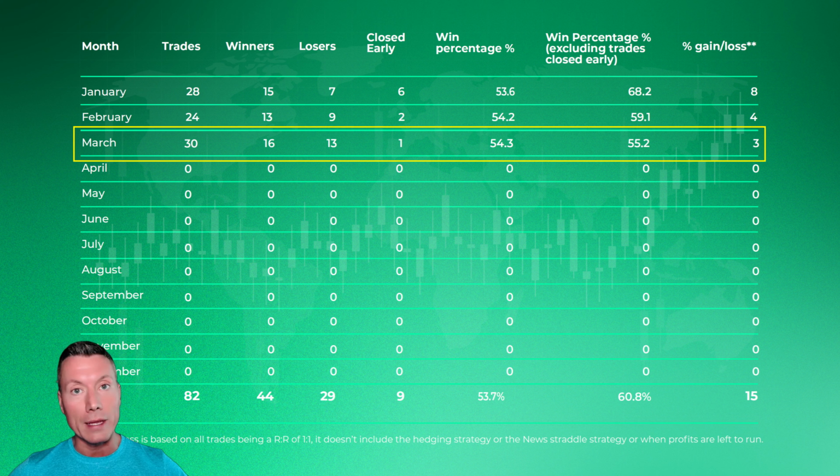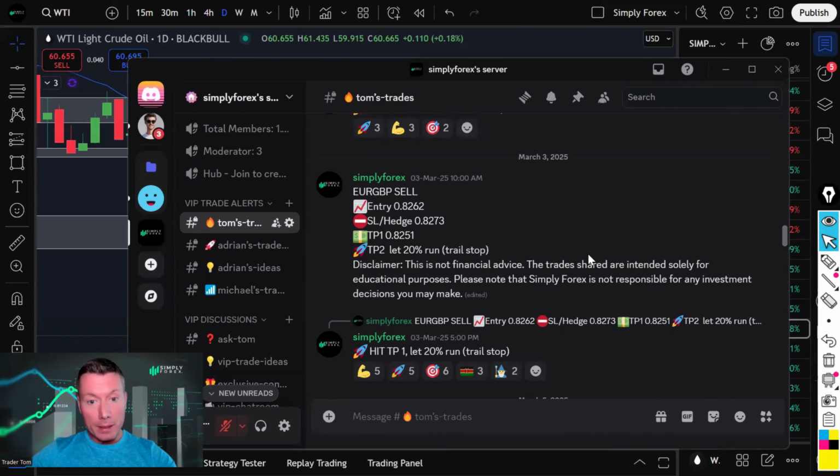Now, this all means nothing unless you know how I trade, right? So let me show you. We're going to start by looking at every single trade that I took. So let's take a look at the VIP Discord. This is the VIP Discord, and this is where I put all of my trades.